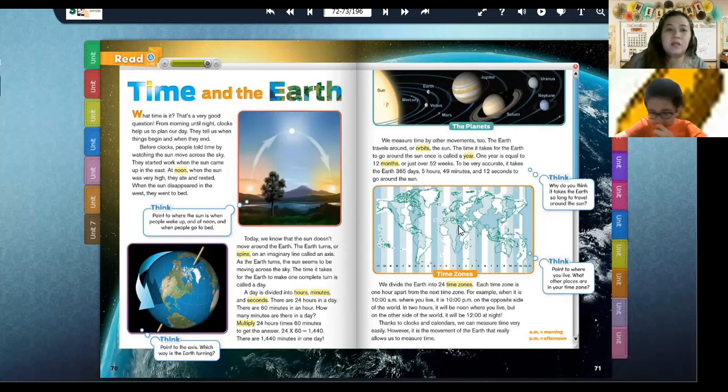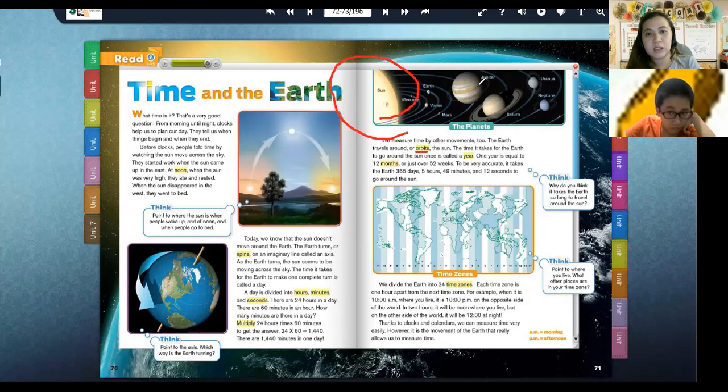Okay, so there you go. You listened about time and the earth. As you can see, we have it here. I already talked to you about this one last time. If you can remember, the sun is the biggest, okay? And the Earth will travel around or orbit around the sun. It takes the Earth to go around the sun once, so that is what we call a year.